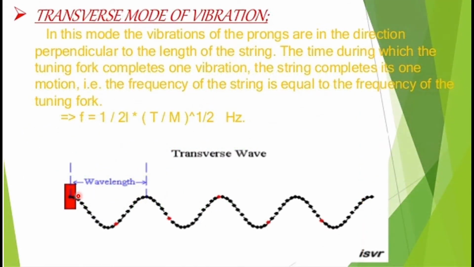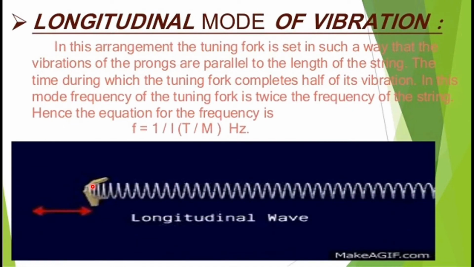In the transverse mode, the vibrations are in the direction perpendicular to the string. It will be somewhat like this. Here the frequency will be 1 by 2L into (T by M) the whole power 1 by 2 Hertz. This is the formula for the transverse mode, and for the longitudinal mode it is given by F equal to 1 by L (T by M) power 1 by 2 Hertz. You can see that the power 1 by 2 has been replaced. This is the longitudinal mode, where the vibration is in the same direction, parallel to the length of the string. This is the small difference.